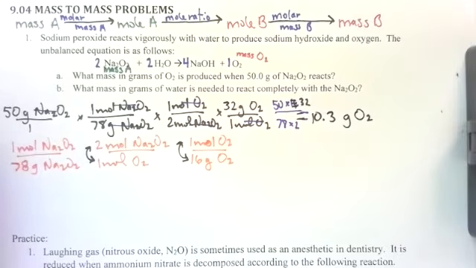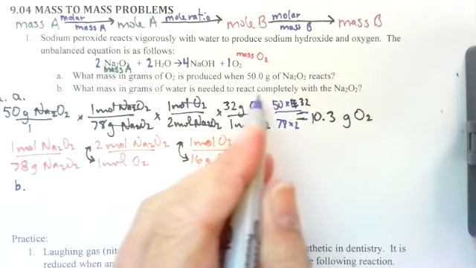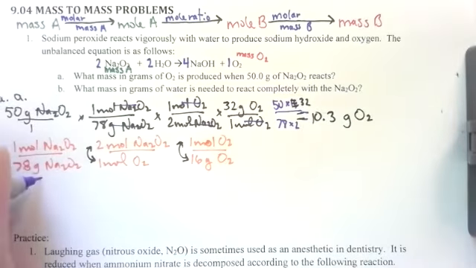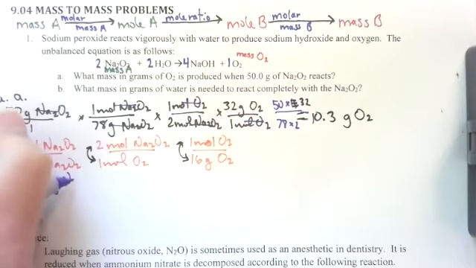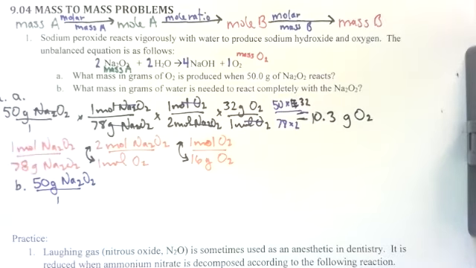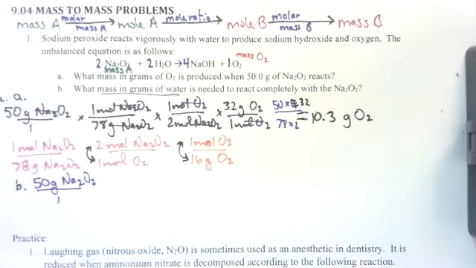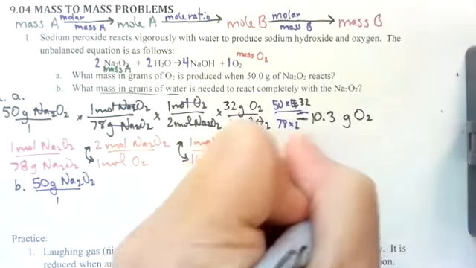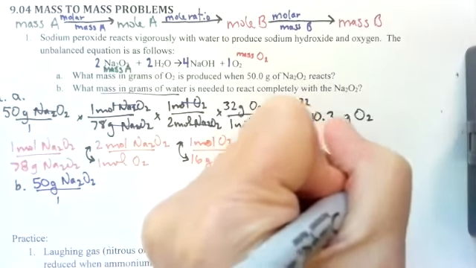So this was part A. Part A. So let's do part B. And I'll switch colors here. I'm going to do purple. So we're starting with is needed to react completely with the Na2O2. So the problem implies that I have the same amount of sodium peroxide, and I'm going to put that over 1. But now I want to know the mass in grams of water. So over here, I'm going to come to grams of H2O.